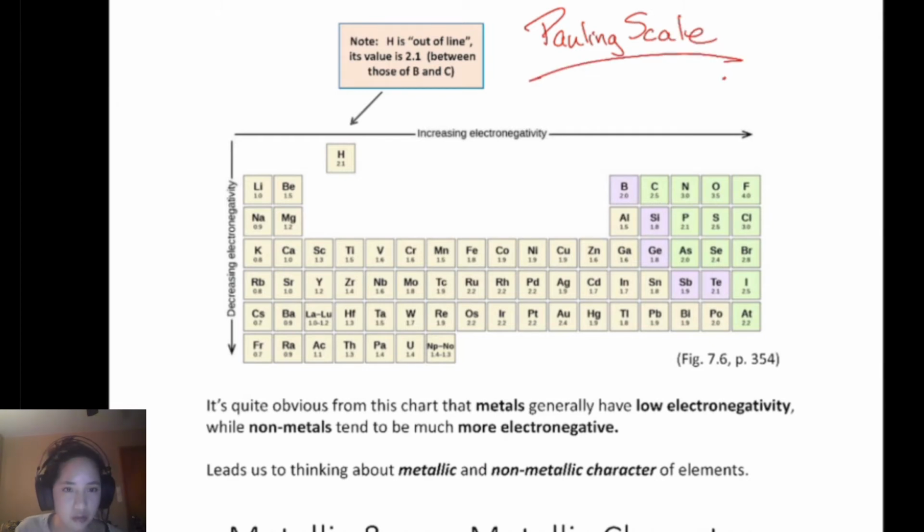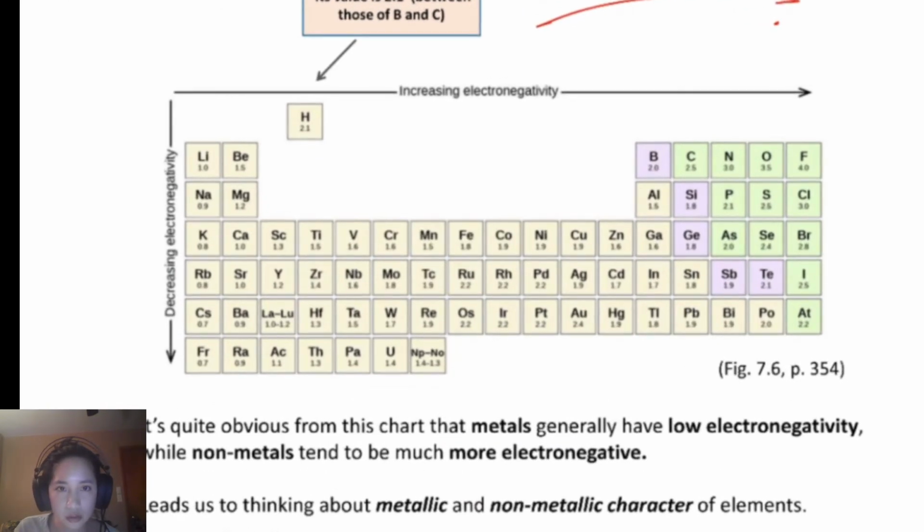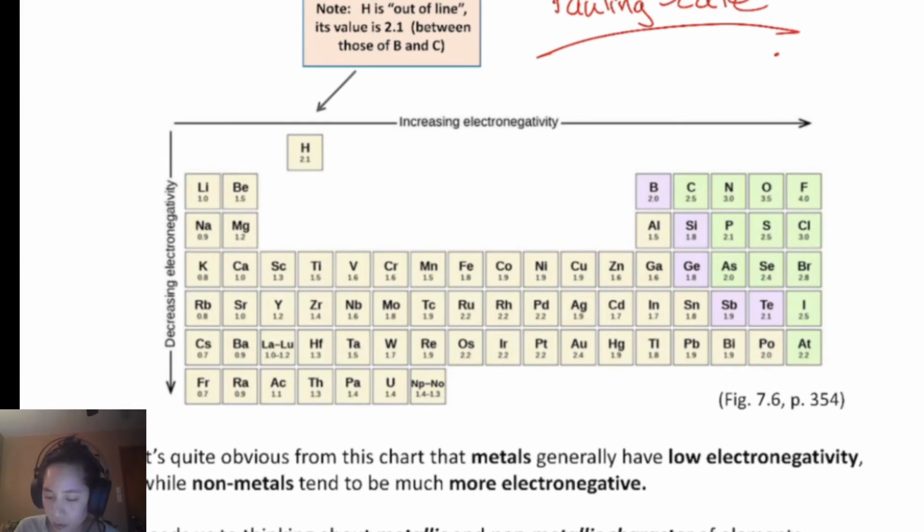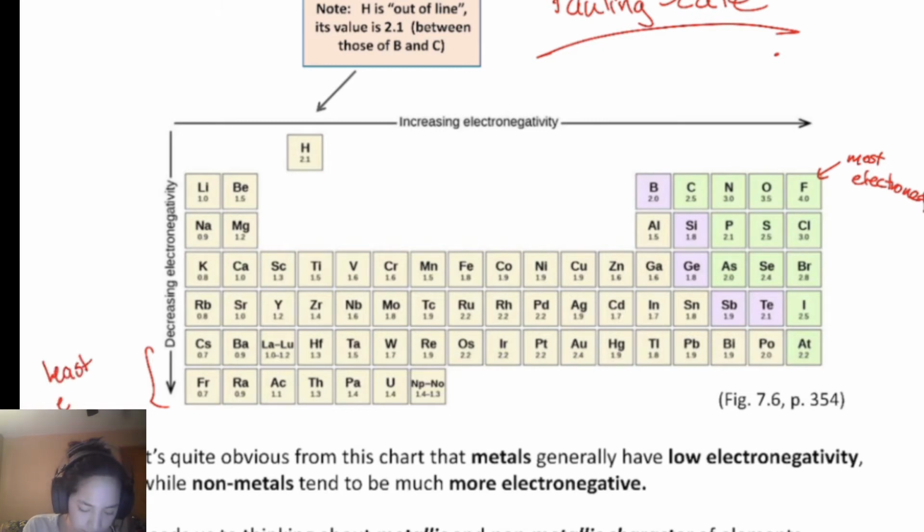All right, so these are just numbers. Can I zoom in on that? All right, so we can see we defined fluorine as the most electronegative, while cesium or francium, there's not a lot of francium on Earth, more likely to see cesium though, that cesium and francium are the least electronegative.